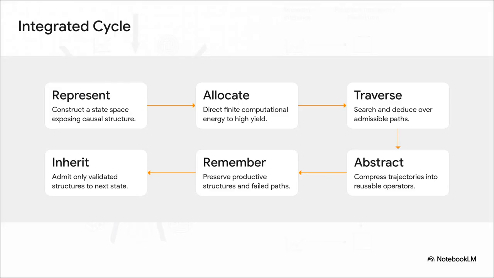These 5 independent mechanisms must seamlessly integrate into a continuous, multi-generational state transformation loop. The integrated cycle proceeds sequentially. The system must first represent the conceptual space, then allocate its finite energetic budget. It must traverse the modified search topology, abstract the successful latent paths into valid operators, remember the productive structures, qualify the candidates against strict empirical thresholds, and finally, inherit the validated structures.